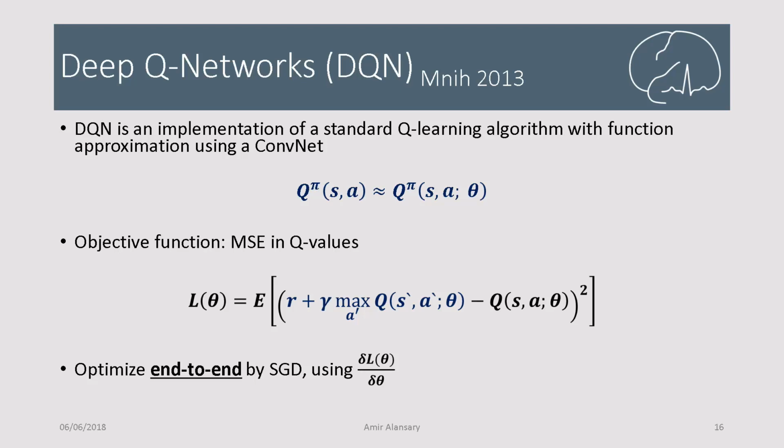The well-known DQN is actually applying a convolutional network to approximate this function. So they use a convolutional network to approximate the Q function. And there are several tricks that they use to make it work, but I will not go through them because we don't have time. But easily, it can be trained end to end.